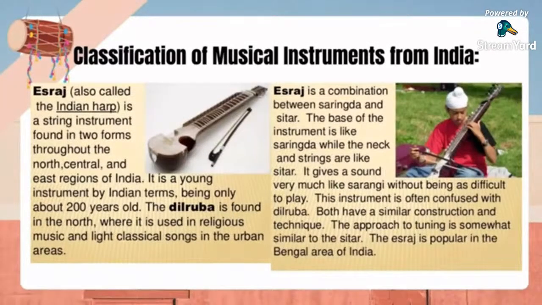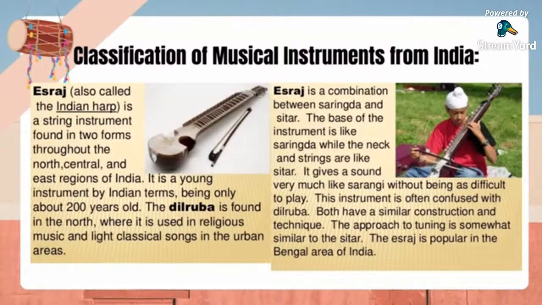Esraj, also called the Indian harp, is a string instrument found in two forms throughout the north, central and east regions of India. It is a young instrument by Indian terms, being only about 200 years old. The dilruba is found in the north, where it is used in religious music and light classical songs in the urban areas. Esraj is a combination between sarangi and sitar. The base of the instrument is like sarangi while the neck and strings are like sitar. It gives a sound very much like sarangi without being as difficult to play.